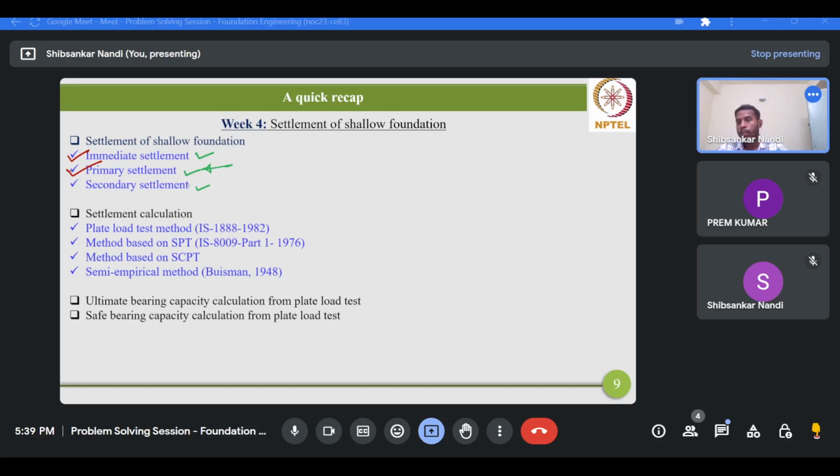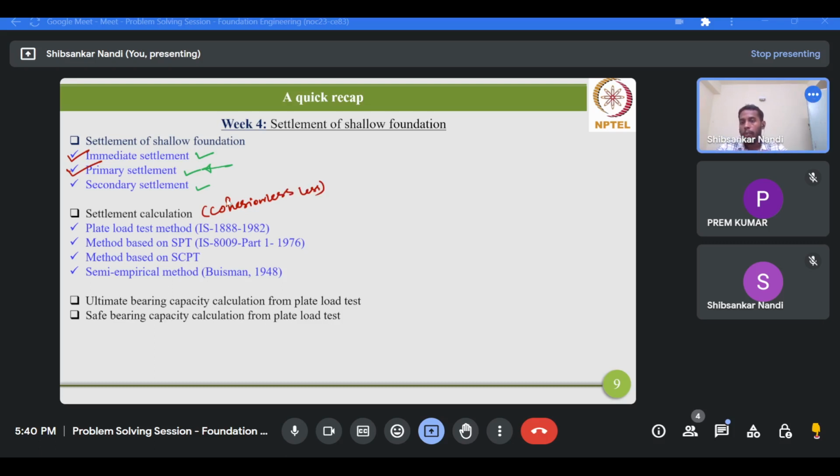So therefore, to determine the immediate settlement for purely cohesionless soil, several in situ methods are available in the literature, like the plate load test, method based on SPT, method based on SCPT, or different semi-empirical methods as suggested by Buisman 1914. So one reference is given here. Please keep in mind that all these methods are for determining the immediate settlement or the settlement of cohesionless soil, because for cohesionless soil, immediate settlement is the total settlement.